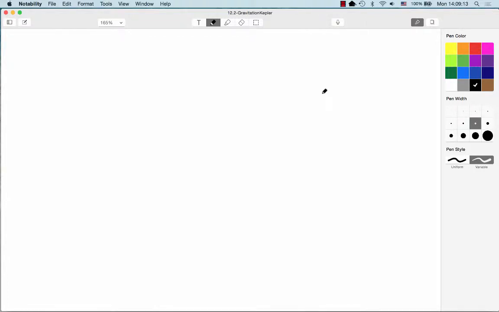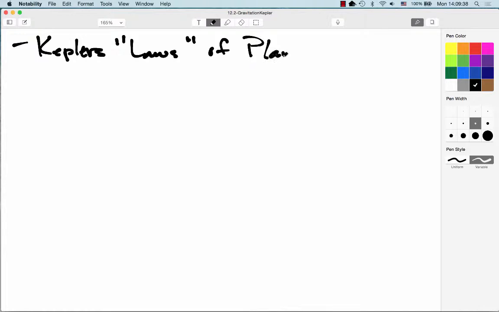Okay, in the last video we got a start on Newton's law of universal gravitation, and I mentioned Kepler's laws of planetary motion, and we need to get into those in a little more detail before proceeding with what Newton did with them. So, Kepler's "laws" of planetary motion.